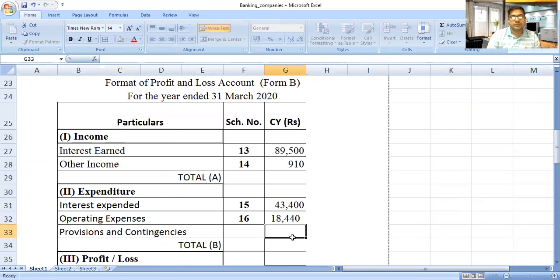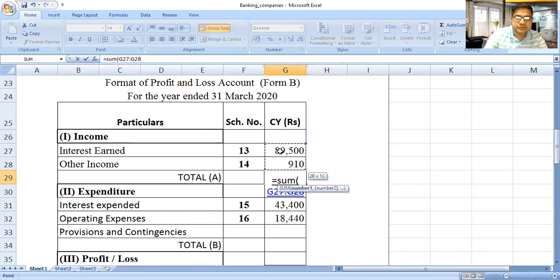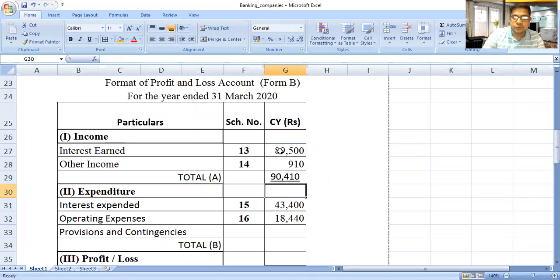18,440. See friends, we recorded all the schedule items and their values also. Now we have to find out the total one by one. First, the income total we have to find out. Sum: 89,500 plus 910, total will be 90,410.